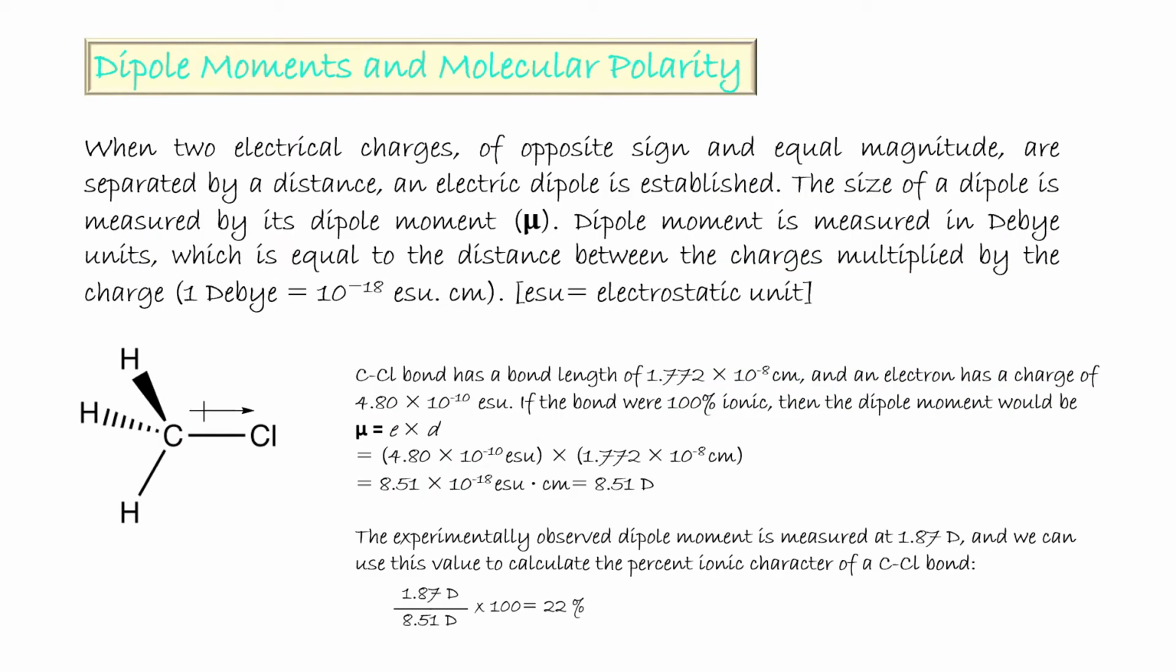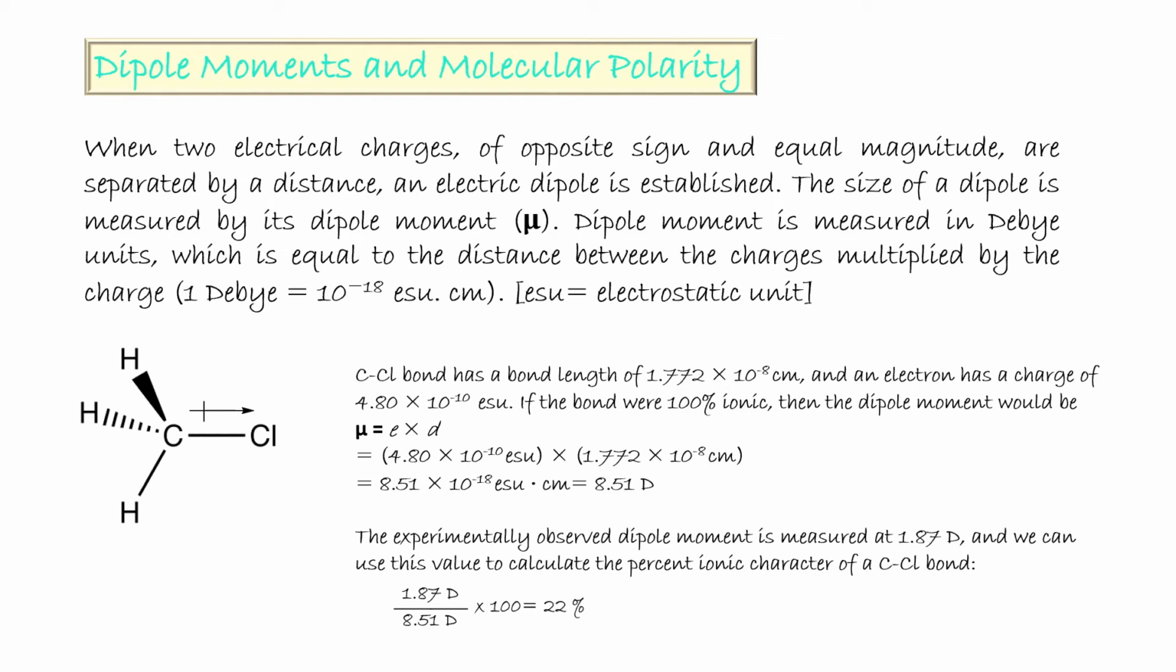It's time to implement what we have learned in predicting the physical properties of molecules, starting with dipole moment and molecular polarities. When two electric charges of opposite sign and equal magnitude are separated by a distance, an electric dipole is established. The size of the dipole is measured by its dipole moment, mu. Dipole moment is measured in debye units, which is equal to the distance between the charges multiplied by the charge. 1 debye is equal to 10 to the power minus 18 electrostatic unit multiplied by centimeter.